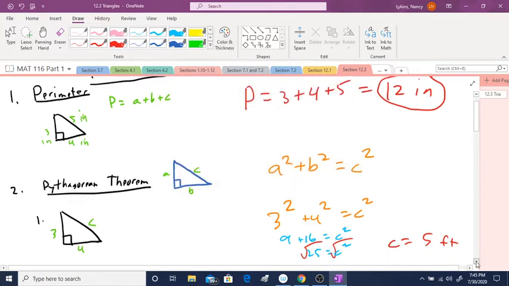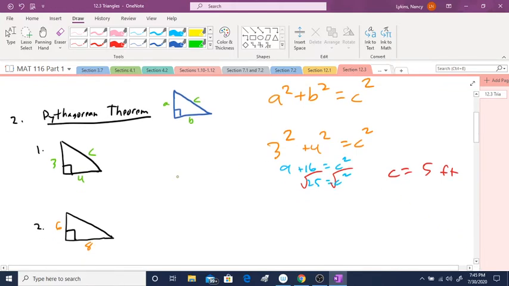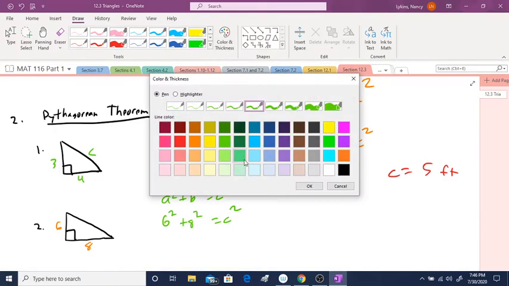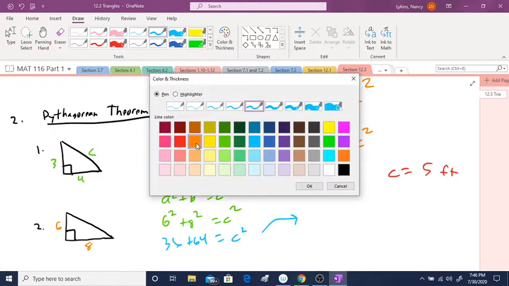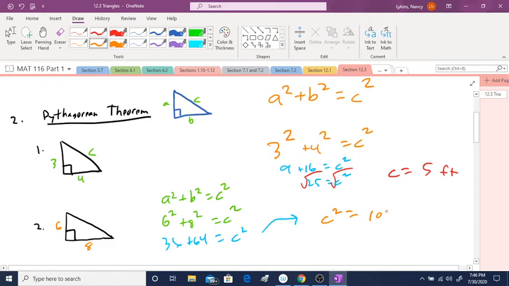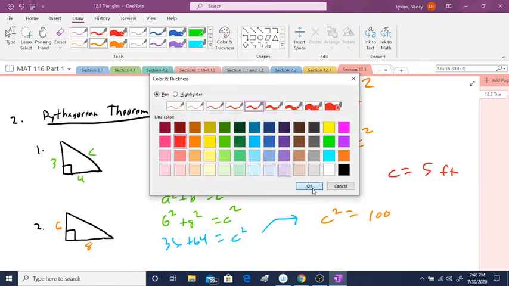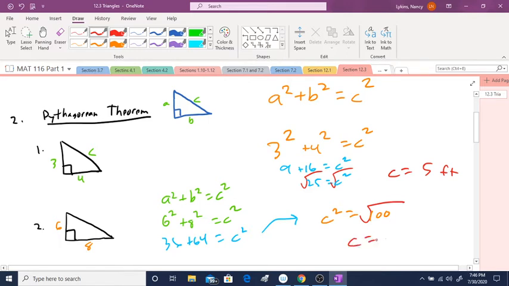Okay. My next example. Now remember, a squared plus b squared equals c squared. So looking at my a is going to be 6, so it's going to be 6 squared. B is going to be 8 squared, and c squared. So then we just square them. 36 plus 64 equals c squared. And we'll continue it over here. Add them up, and c squared equals 100, or the square root of 100 is 10.